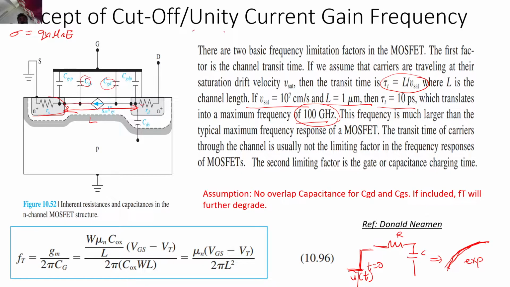Now why unity current gain frequency? Let's say you have a MOSFET, right? This is your MOSFET. Now there are two things. First is the voltage gain and another thing is the current gain, right?